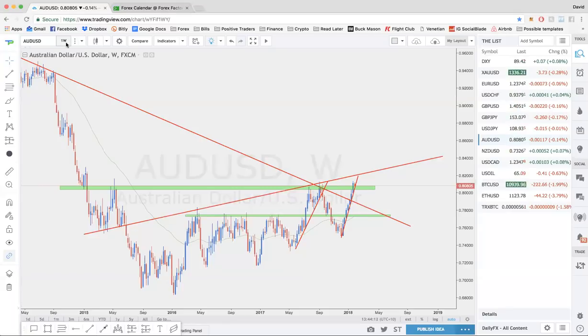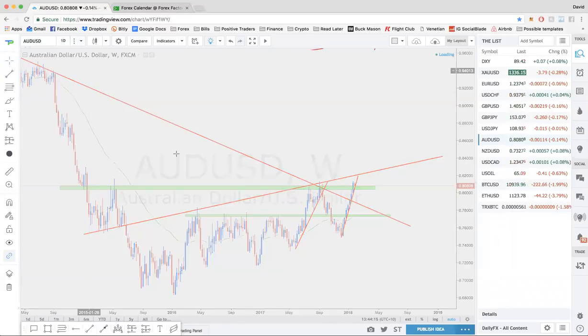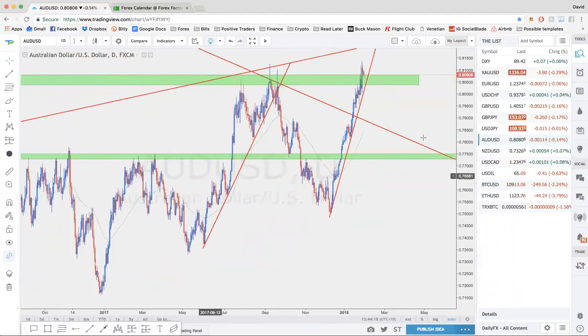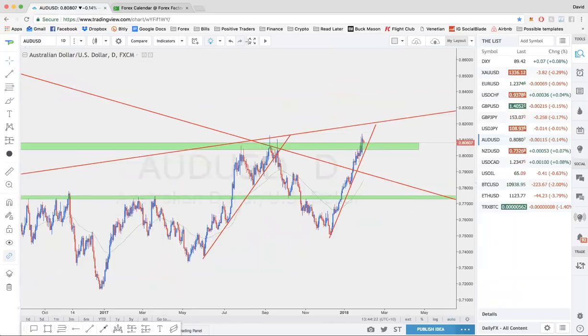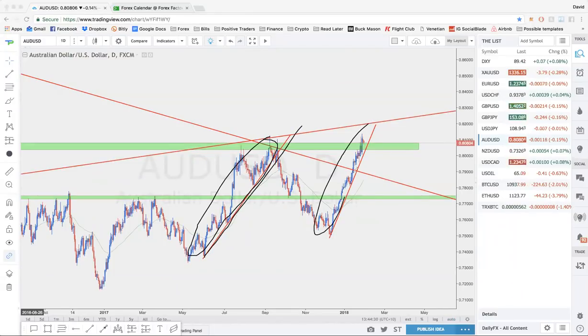So a couple of different things to keep in mind. And then last but not least on the daily, we have our two impulse waves, our up moves that we have seen in this pair. So we saw this move, and I think I drew this out late last week, was this first move watching this trend line, and then now this current move watching this trend line. So watch this trend line, guys. This is what we're watching for. We're watching for a break of this trend line, and then we're looking for the downside.